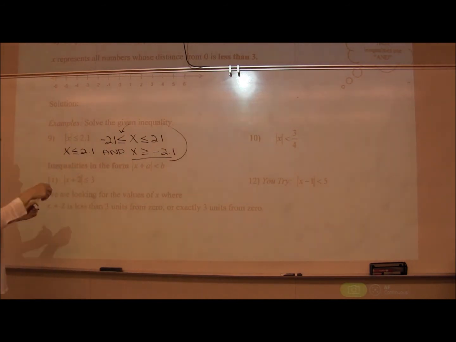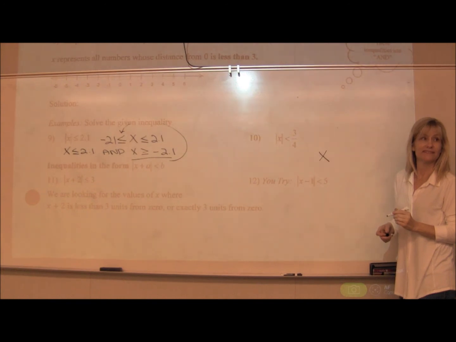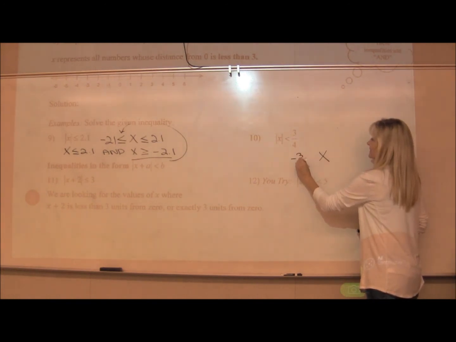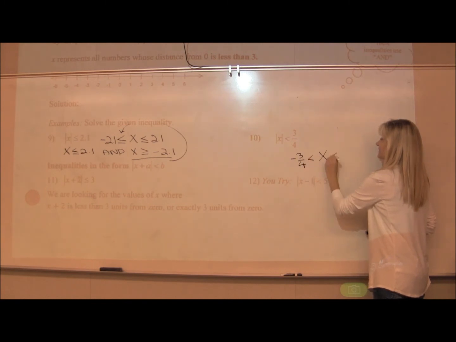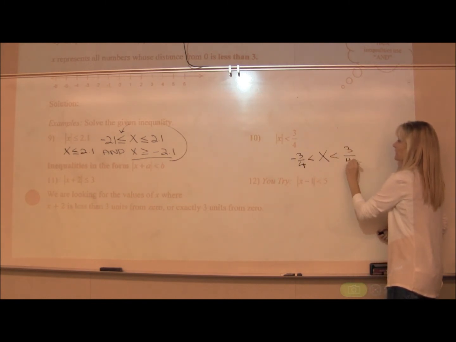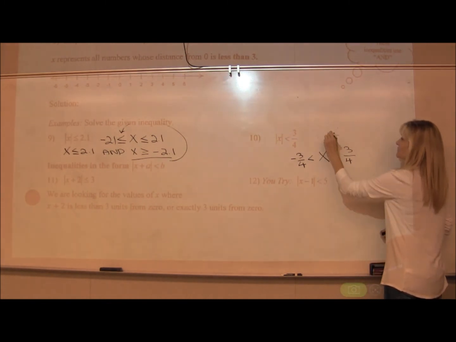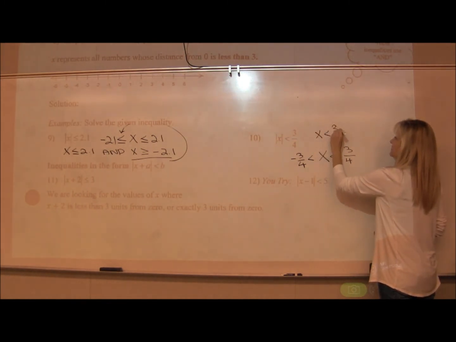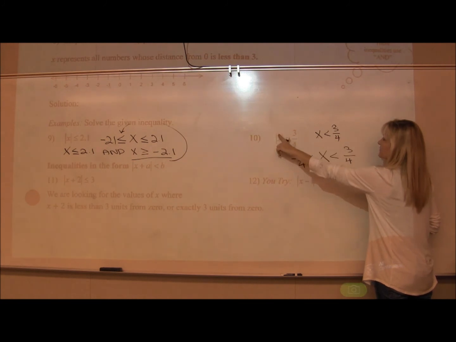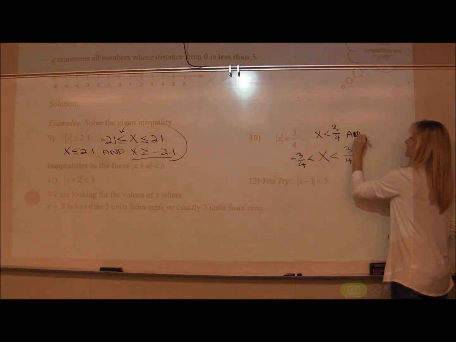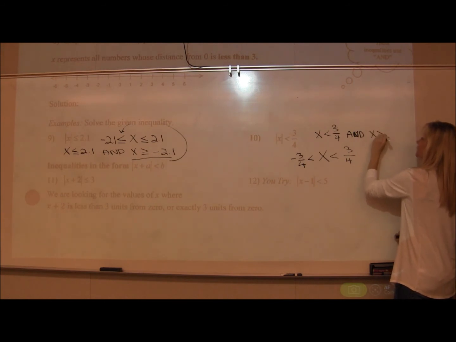Okay, so why don't you try number 10? Yes. Negative 3/4 is less than 2x and 3/4 is greater than x. Perfect. Or, yeah. So you could have written x is less than 3/4, which is just the same thing without the absolute values, and x is greater than negative 3/4.